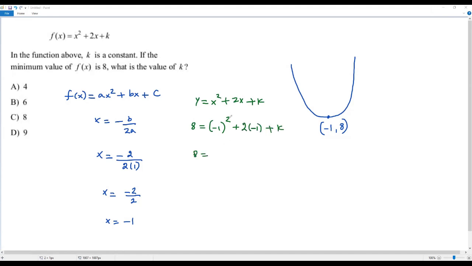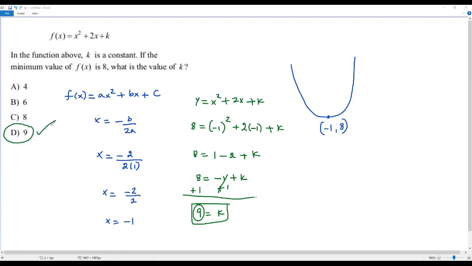8 equals, the value of negative 1 the whole squared is just 1. Positive times negative is negative. 2 times 1 is 2, plus k. Okay, here 8 equals, when I combine positive 1 and negative 2, I am getting negative 1 plus k. Here let me add 1 to both sides of this equation. Then negative 1 plus 1 will cancel out. On the left side I am getting 8 plus 1, that is 9. On the right side we have k. Okay, here I got the value of k. The value of k is 9, and I find this 9 in answer choice D. The correct answer choice for this question is D.